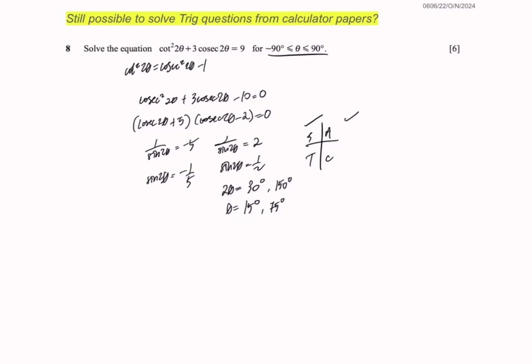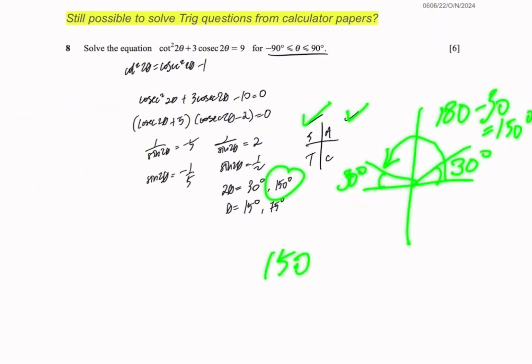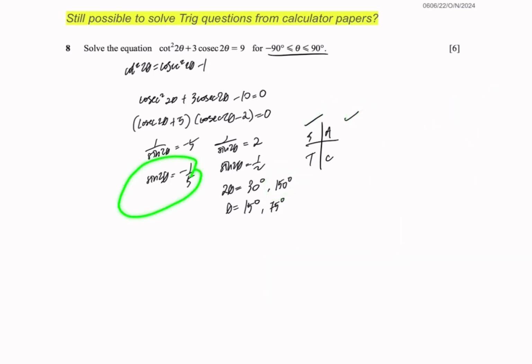And since sine is positive in the first and second quadrant, you can visualize it like this. In the first quadrant is 30 degrees, and this is the second quadrant. So the second angle will be 180 minus 30, which will give you 150, as you can see here. So to get theta, 2 theta is 150, divided by 2 to give you 75. So you should have more answers from here and then 2 answers from here.